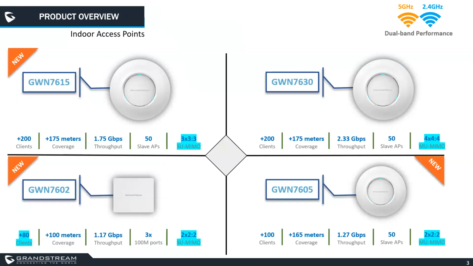And the fourth model in the indoor access points is the GWN 7605. This model supports up to 100 clients, and it has a coverage range of 165 meters, and it gives you a throughput of 1.27 gigabits per second. This one also has a built-in controller that you can use to manage up to 50 access points, and it comes with 2x2 antennas, multi-user MIMO technology.